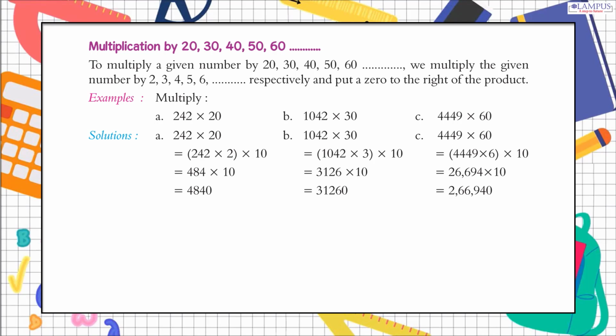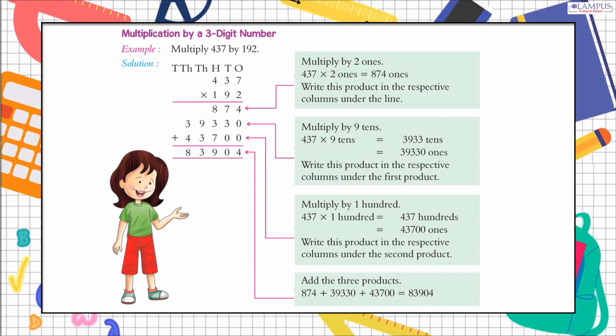C. 4449 times 60. Solutions. 4449 times 60 equals 4449 times 6 times 10 equals 26,694 times 10 equals 2,66,940. Multiplication by a three-digit number.